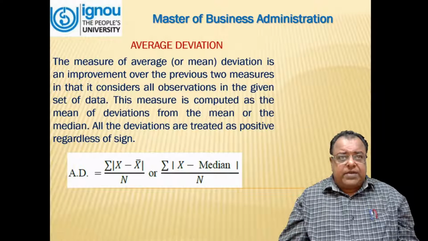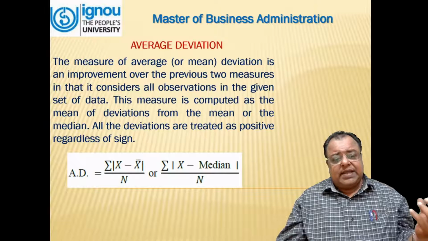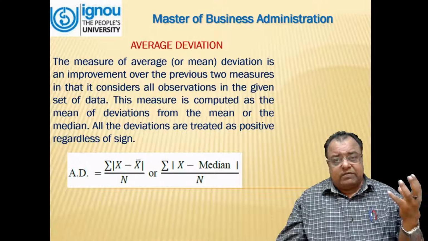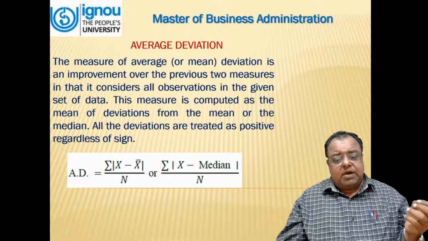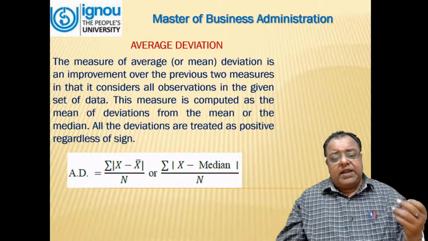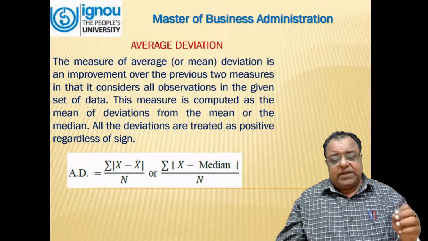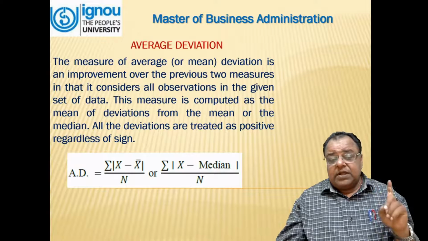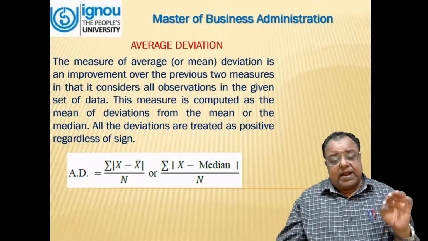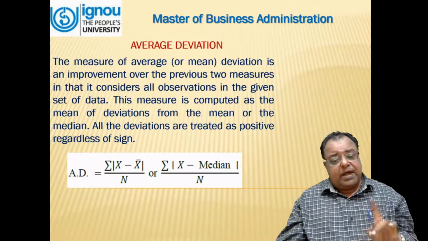Then comes average deviation. The measure of average deviation is an improvement over the previous two measures, in that it considers all observations in the given set of data. This measure is computed as the mean of deviations from the mean or the median. All the deviations are treated as positive regardless of the sign. That means average deviation is the summation of mod of x minus x bar upon n for the mean, and for the median it is the summation of mod of x minus median upon n.